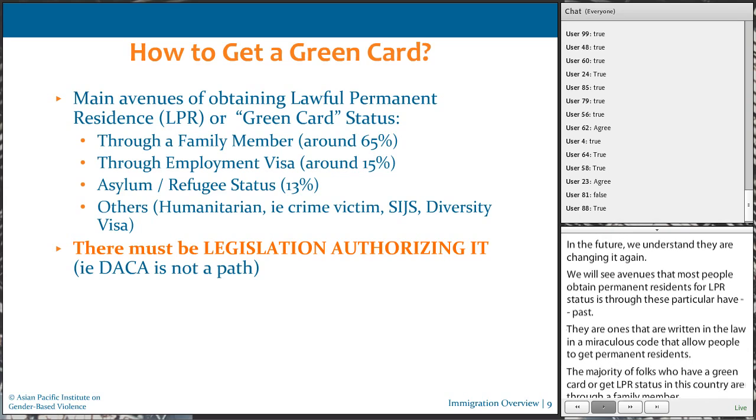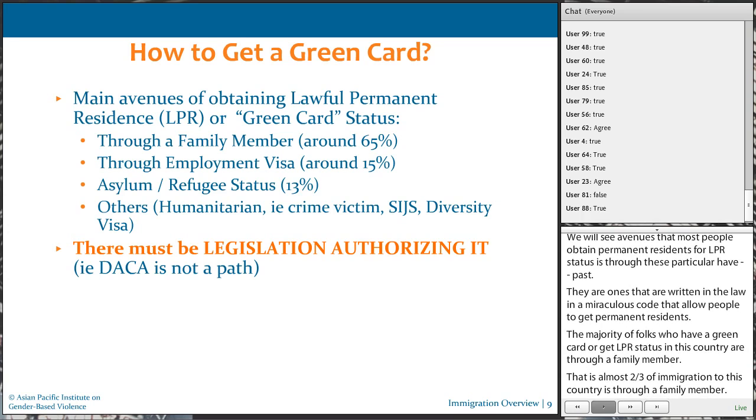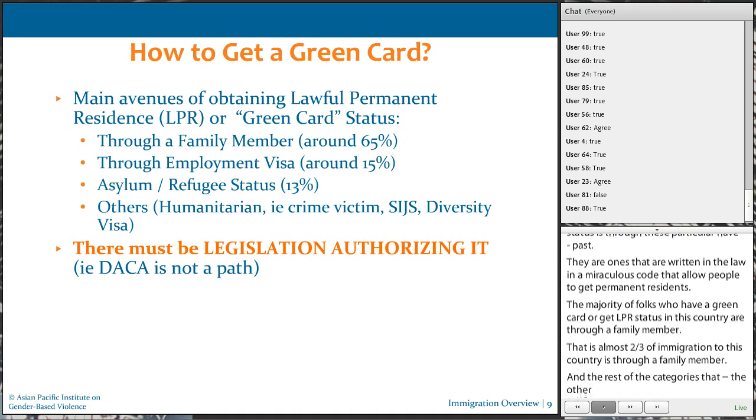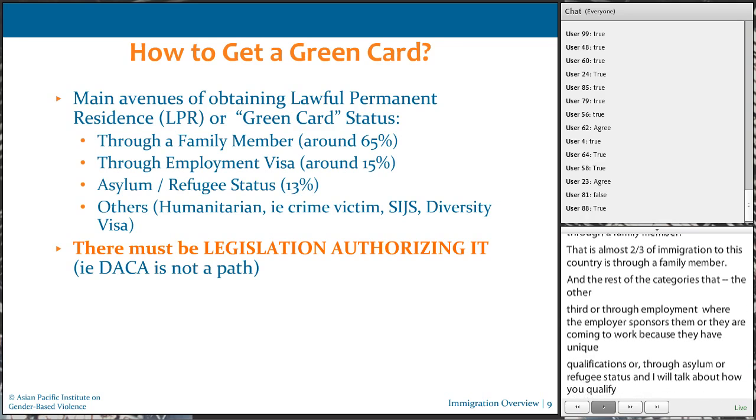And then the rest of the categories, that other third, are through employment, where the employer sponsors them, or they are coming to work because they have unique qualifications, or through asylum or refugee status, which I'm going to talk about how you qualify for that. And then maybe 3% or so are other categories that aren't spelled out, some humanitarian ways that are specific to certain kinds of victims. There's the diversity program, which is essentially a lottery program.